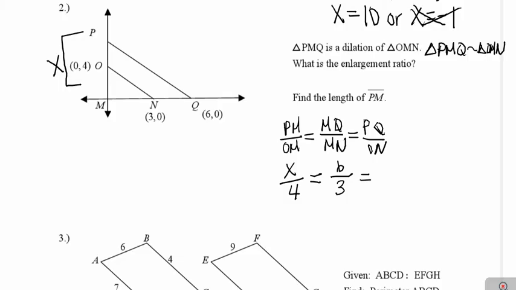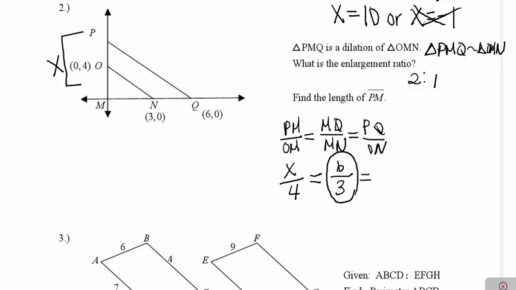Now, it asks what is the enlargement ratio. So right away, I know the enlargement ratio is just equal to their corresponding sides. 6 over 3, always reduce your ratios. That would reduce to 2. Now, is 2 a ratio? No, it is not. So make sure you write your final answer as 2 to 1. So that would be the enlargement ratio.